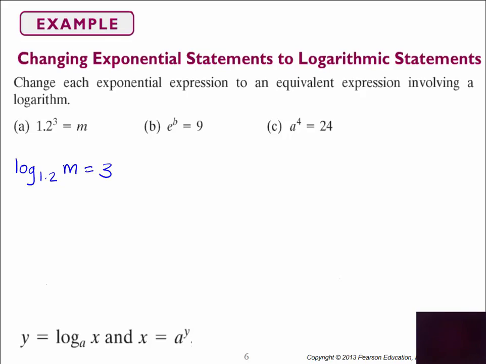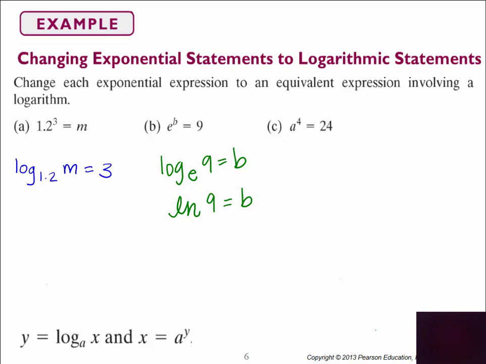Okay, next problem. e to the b equals 9. We're going to rewrite that as log base e of 9 equals b. And remember, I don't know if you remember this from last year, but anytime you have log base e, it's the same thing as a natural log, which is ln. So this is going to be ln of 9 equals b.